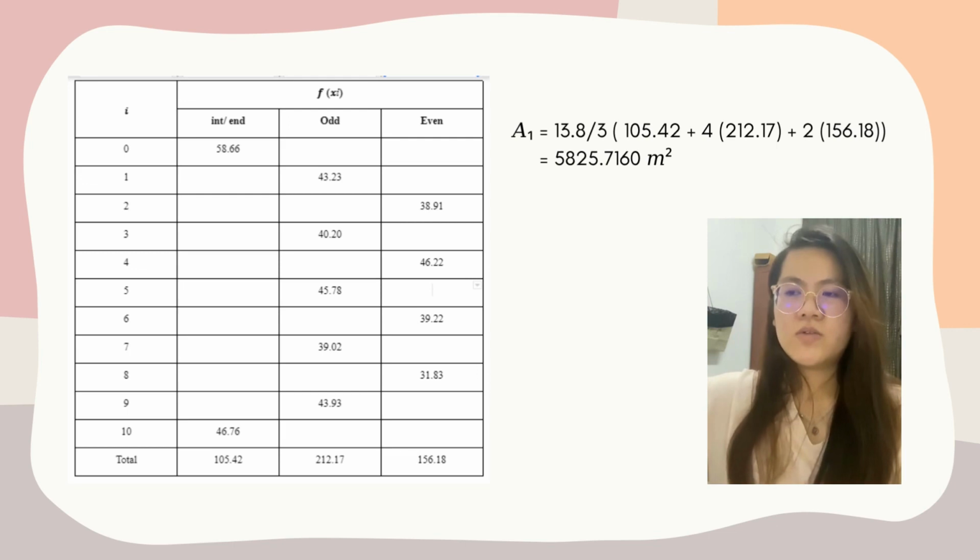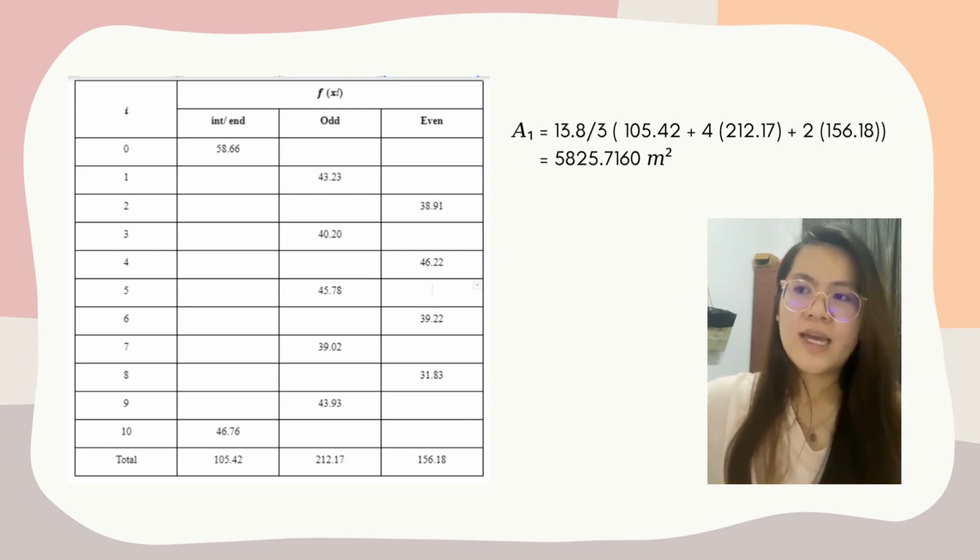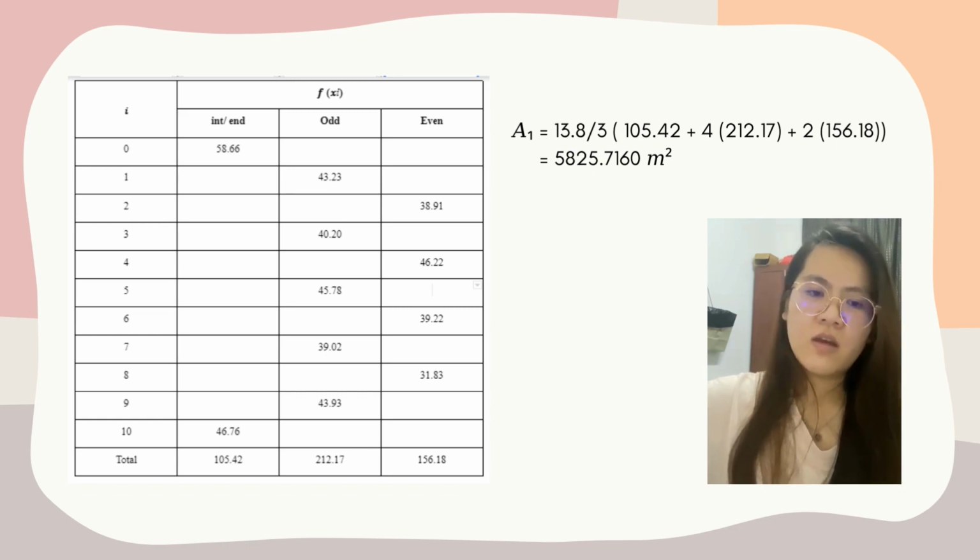Let me go through the calculation parts. First, we need to calculate the area of the upper part of the land from the edge of pool A1. First, we need to find the h. h equals (B minus A) over N. From the drawing, we can get B equal to 138, A equal to 0, N equal to 10. Then we get h is 13.8.